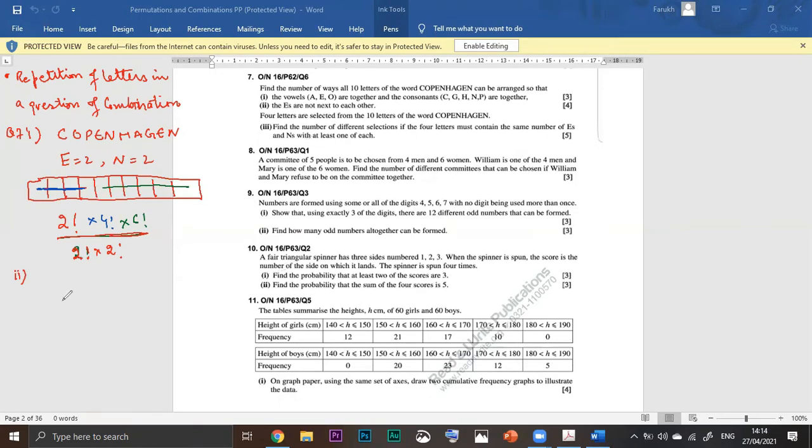There are 8 objects. We don't want to separate them, so 8 factorial. Put boxes at the ends and in between. There are 9 boxes. To place the first E, we have 9 options. To place the second E, we have 8 options, divided by 2 factorial into 2 factorial.